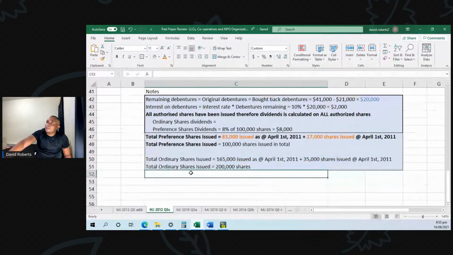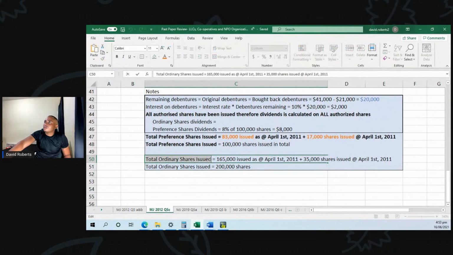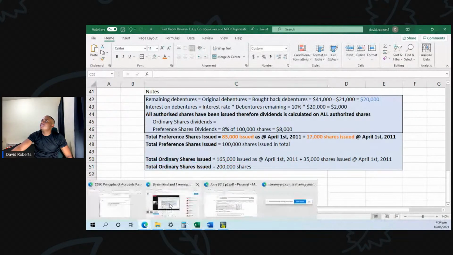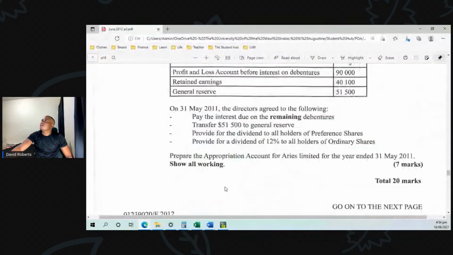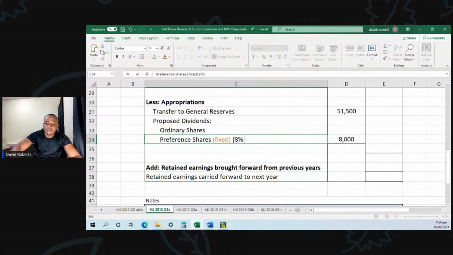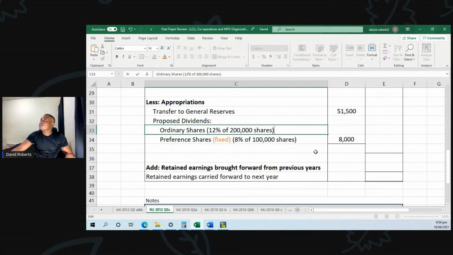It says 200,000 ordinary shares issued. Right, that's correct. 200,000 issued. And so therefore, we need to find 12% of that 200,000 shares. So we have 8% of 100,000 shares. And then for the ordinary shares, it is 12% of 200,000 shares. Right? And that's 24,000.